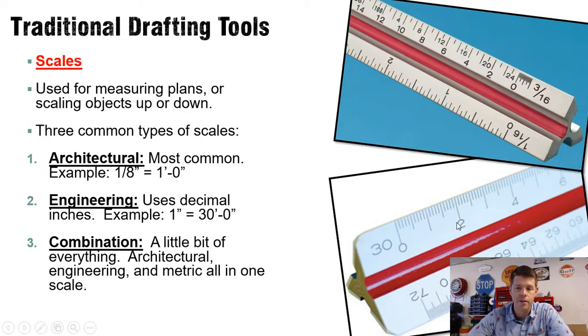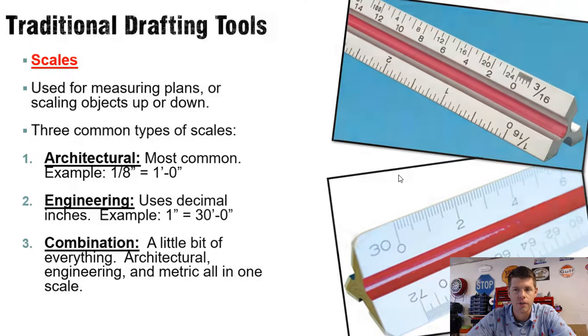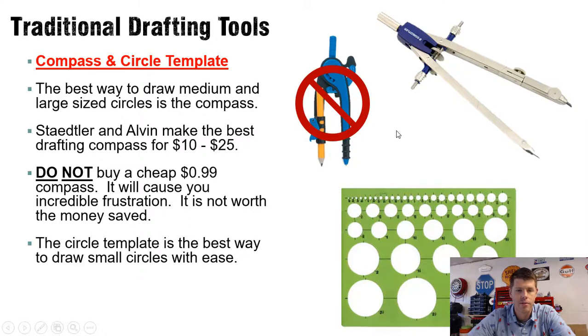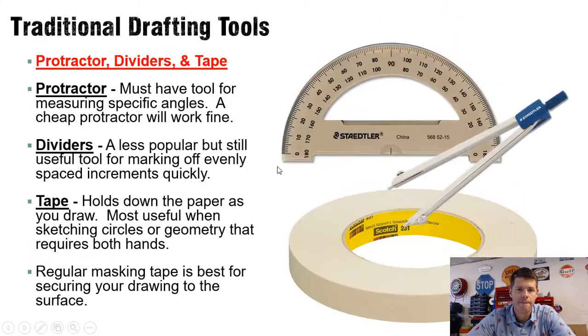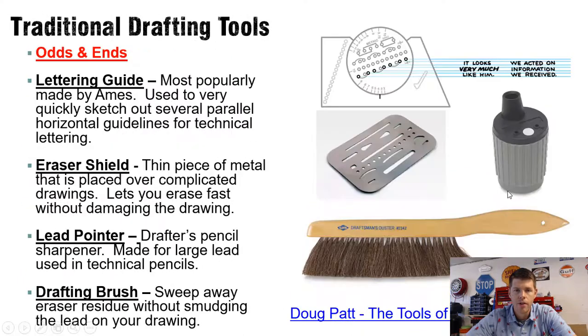Other stuff, like a scale. We may talk about these later in the semester. Not super important right now, but you can use these to measure things on a technical drawing. A compass or a circle template is handy sometimes for drawing circles. Protractors, you've probably used a protractor in math class before for measuring angles. These were used by drafters to create angled lines at specific angle measurements, along with dividers and tape. Here's some of the weird stuff that you don't see anymore.